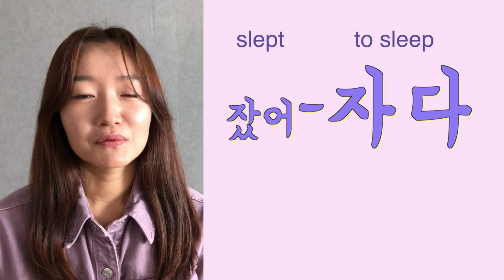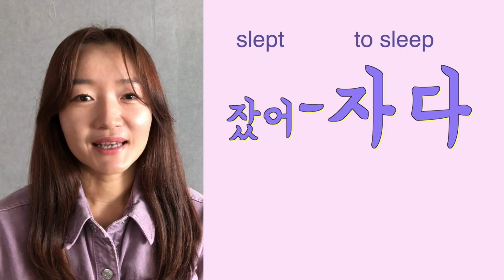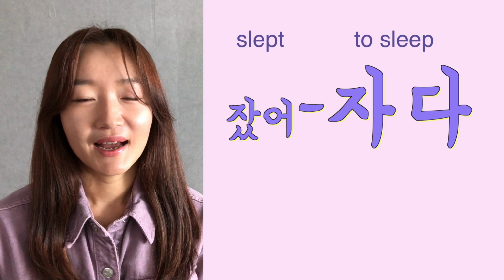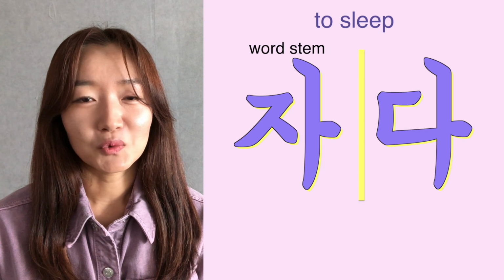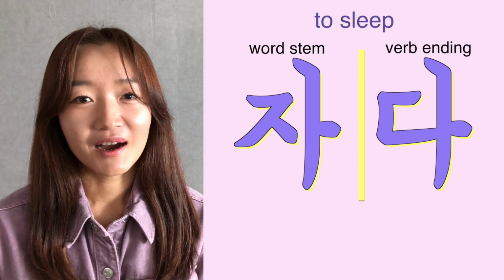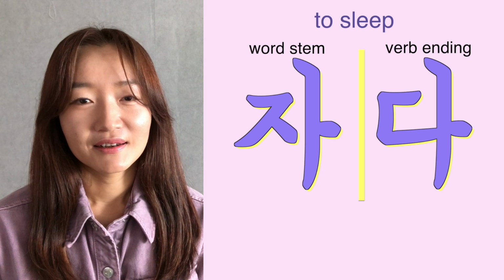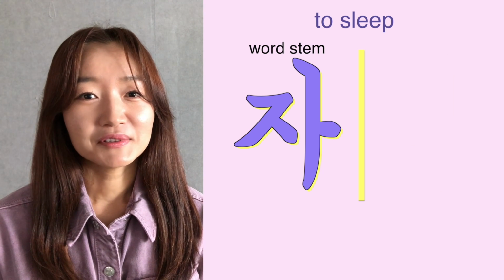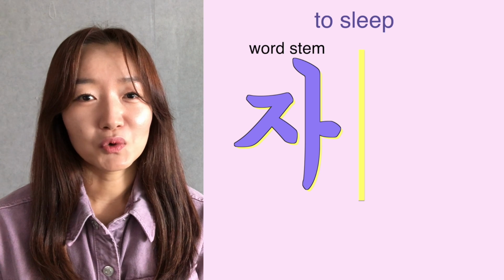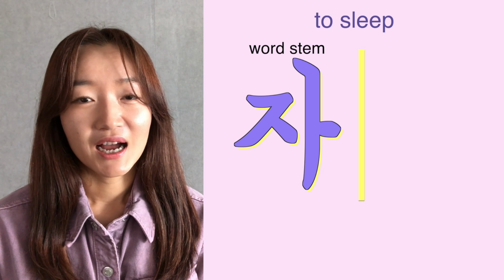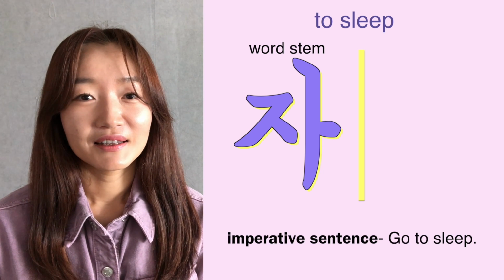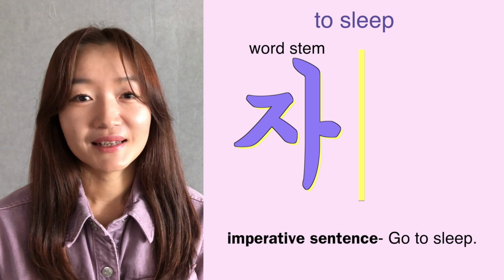Let's break down 잤어. The base form of 잤어 is 자다. 자 is the word stem and 다 is the verb ending. So remove 다 and use the word stem only. 자. It can mean go to sleep.